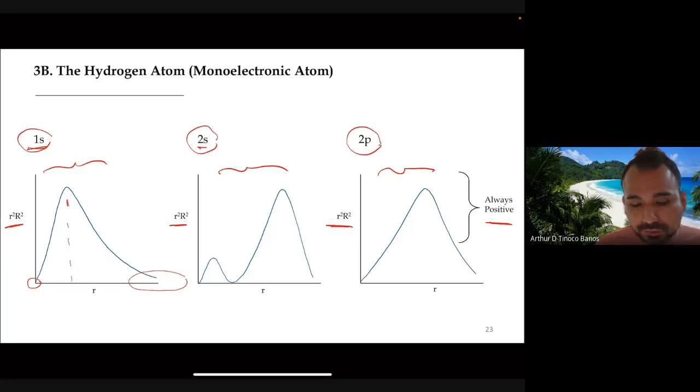You see very similar features in the 2s and the 2p. If you look at the 2s, it does have a location where there is a node, a radial node. I just wanted to highlight this in terms of the radial probability.